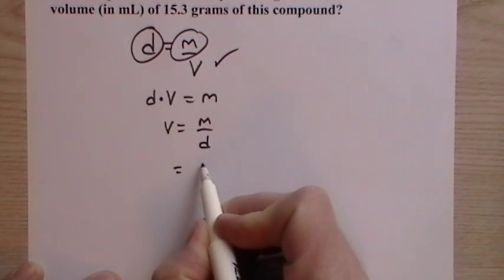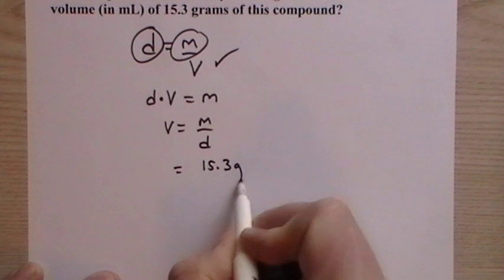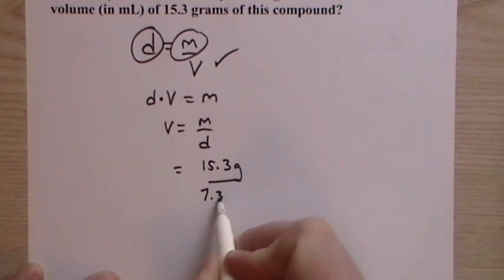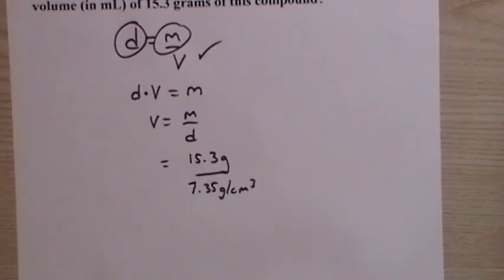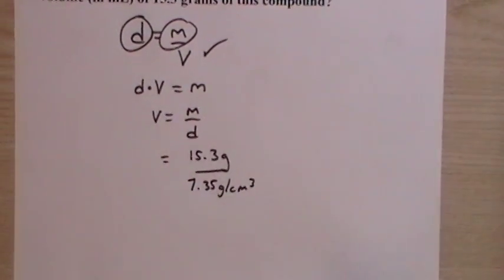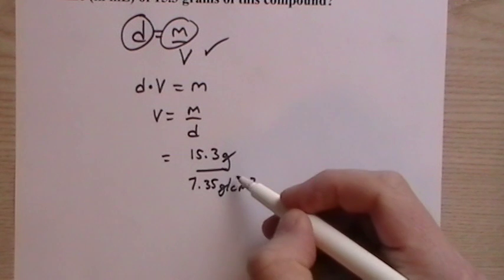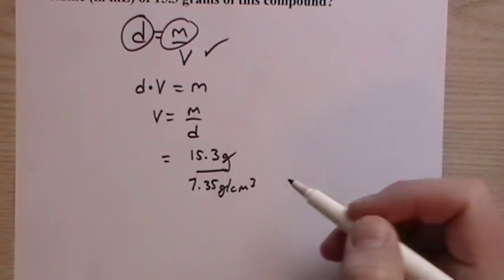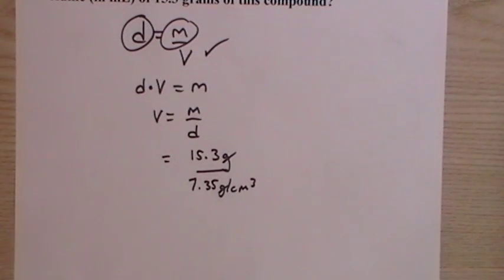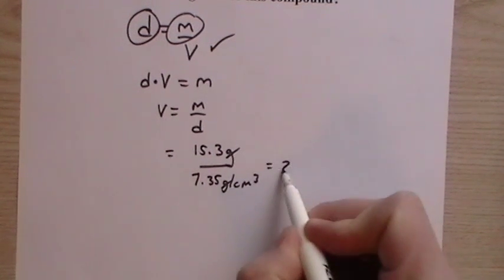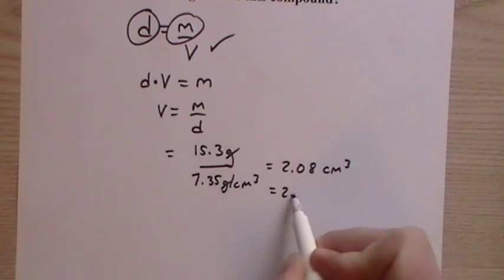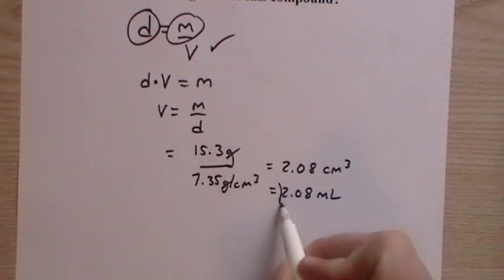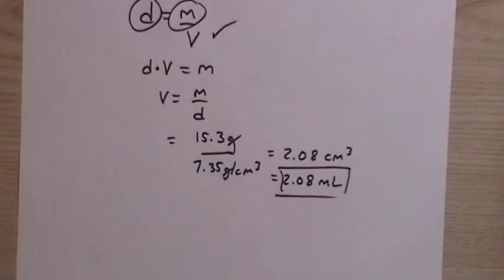We have the mass is 15.3 grams. The density is 7.35 grams per cubic centimeter. They want the volume in mLs, so you can see that grams will cancel. Then it's 1 over cubic centimeters, so we should end up with cubic centimeters for our answer. So we have 2.08 cubic centimeters, and cubic centimeters are also mLs. So that's our answer.